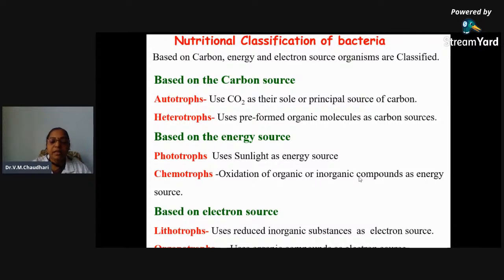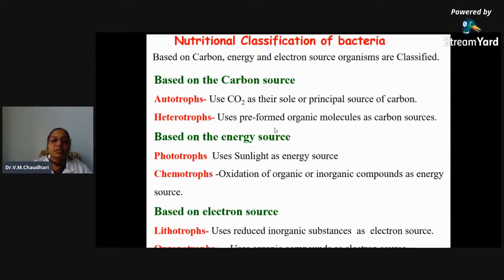Then based on the electron source, organisms are classified as lithotrophs, that use reduced inorganic substances as the electron source, and organotrophs, that use organic compounds as the electron source. So based on the electron source also, organisms are classified as lithotrophs and organotrophs.